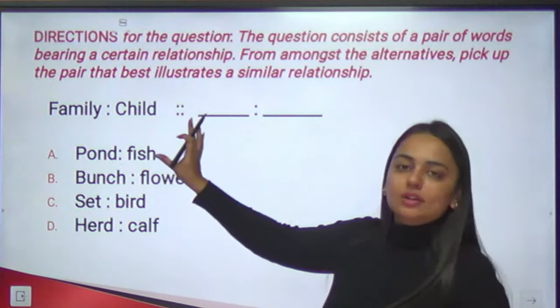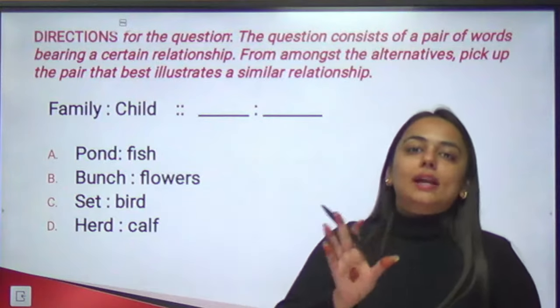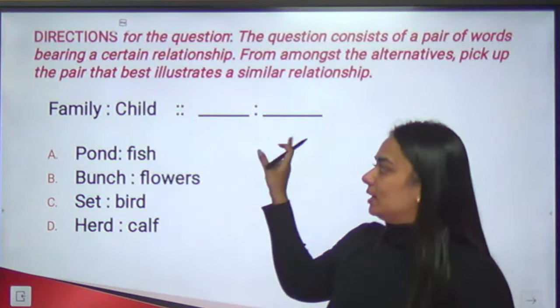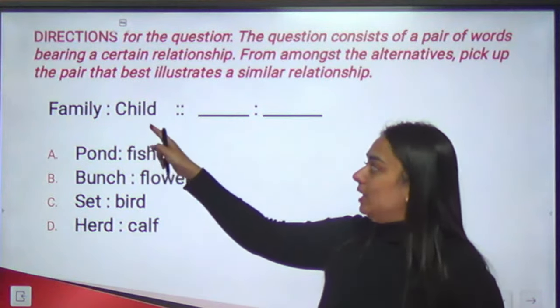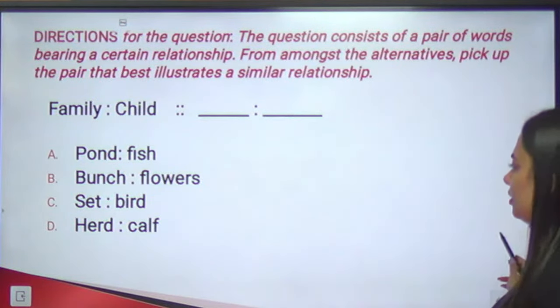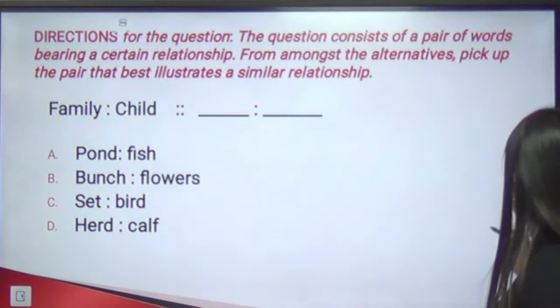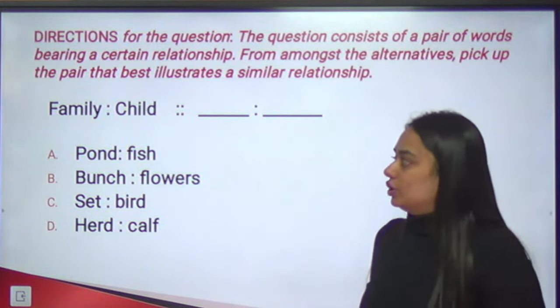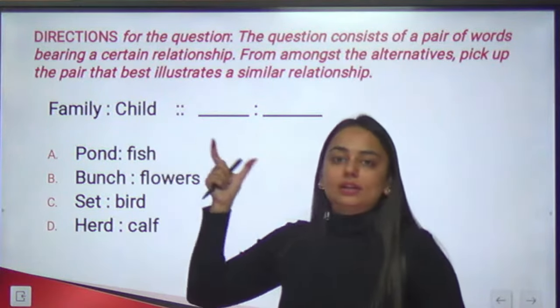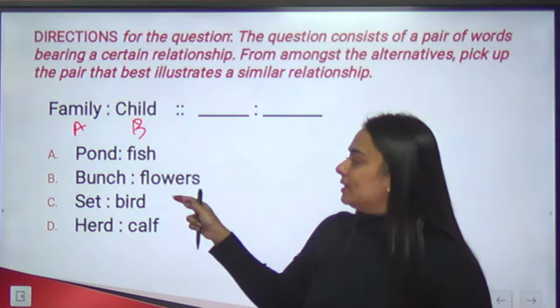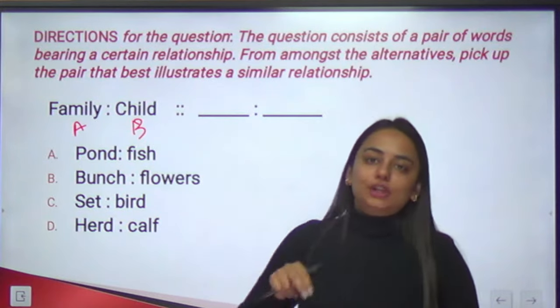अब इसका थोड़ा सा form different है, but then again it is analogy question. It is given in a simplified way. So this is how you write analogy question. Family is to child. Similarly, what kind of pair can you find a similarity in here? जैसे family और child related हैं, let's say A and B, ऐसे ही और कौन सा pair है जिसमें similar kind of relationship is there?